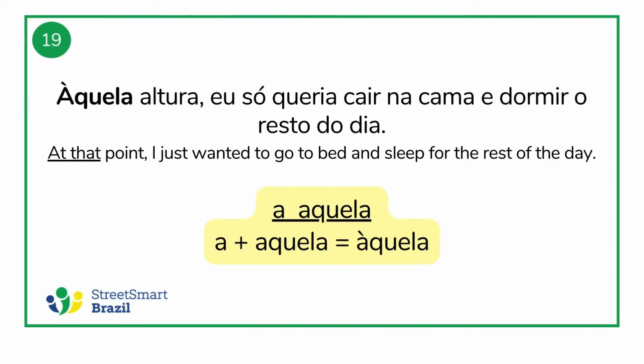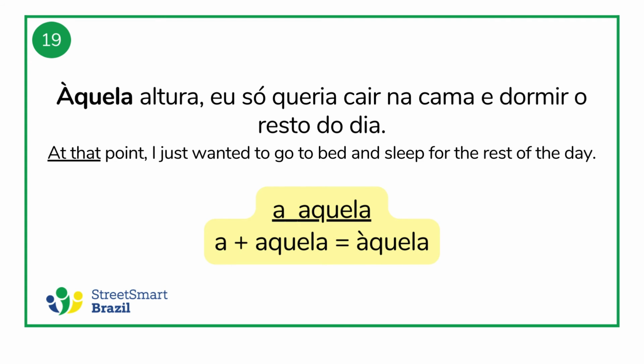Okay, now let's see the contraction of the preposition a, which will only contract with aquele and aquela, because then it becomes the preposition a with a word beginning in a. So I'm talking about my trip to Africa. It was a long flight, actually more than one long flight, and I was exhausted when we got to the hotel, so I can say, at that point, I just wanted to go to bed and sleep for the rest of the day. Which is absolutely true, that's how I felt. Àquela altura, eu só queria cair na cama e dormir o resto do dia.